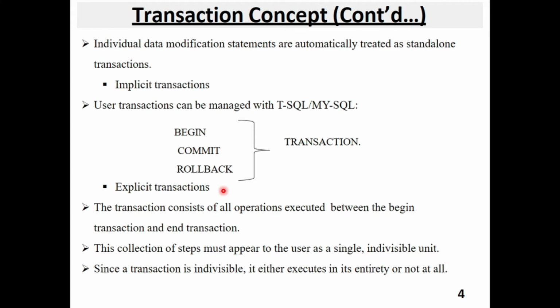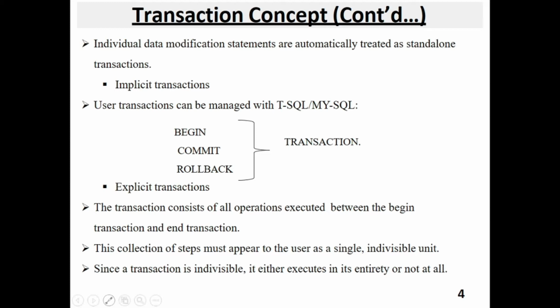So a user transaction can be managed with T-SQL, MySQL, or PostgreSQL, any structured query language. Using this structured query language, the transaction may be in one of three statuses: begin, commit, or rollback. Maybe the transaction is at the begin state, maybe at the commit state, or maybe it is rolled back. These three components are your transaction's status levels.